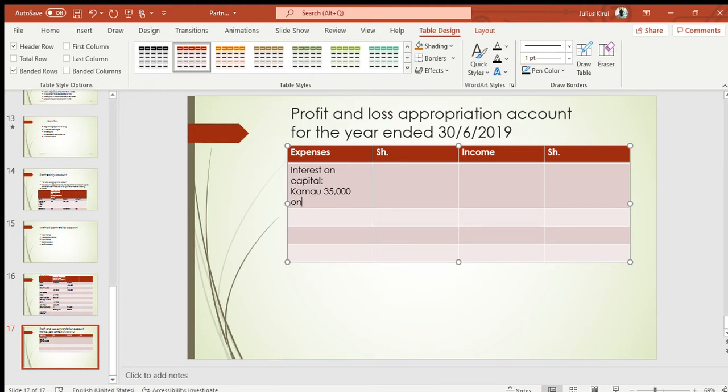You come to Onyango. How much is the value of Onyango's capital? 290,000, 10%. How much is that? 29,000. That is correct. So can you total this? How much are you getting? 35,000 plus 29,000. 64,000.